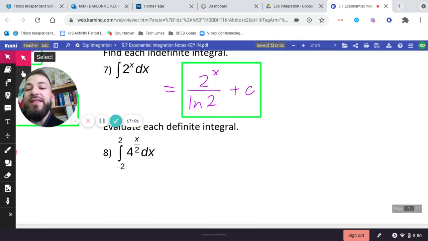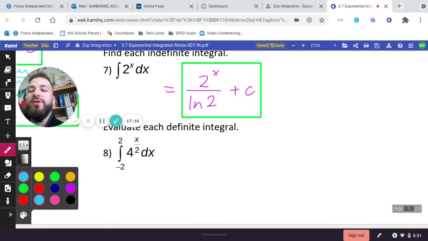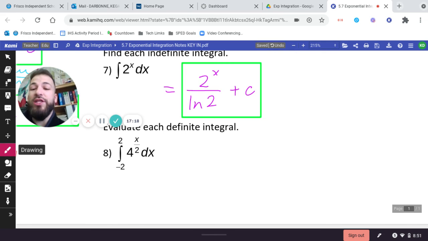Okay, last but not least, this one's going to be a little bit of a doozy, but it's 4 to the x over 2. It's a definite integral. We do have something more than x, so we're going to have to do a u substitution, and because we're doing a u substitution, we're also going to have to change bounds. So let's start powering through this one. Okay, and this will be the last one on the notes.